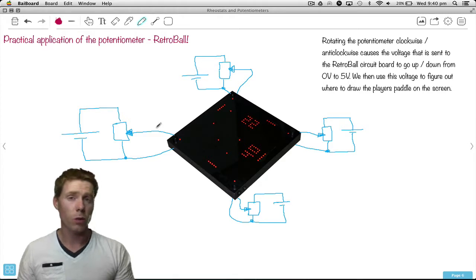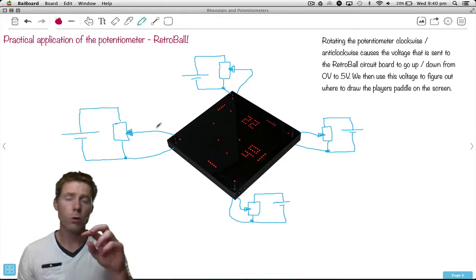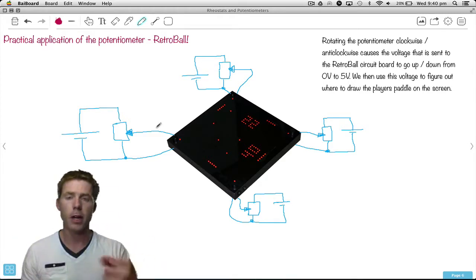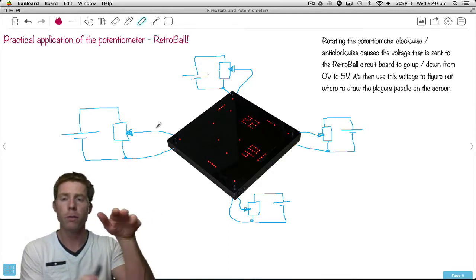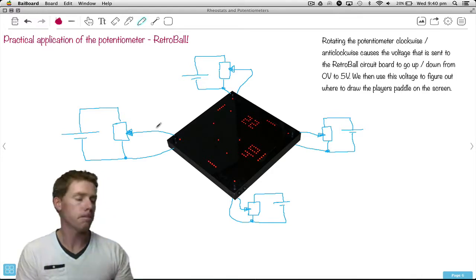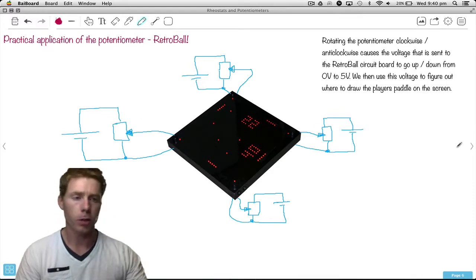We also use them in audio volume control, so if you want to listen to more music or make it louder, you can rotate it one way and you get more voltage going through to your amplifier, or rotate it the other way and you're getting less. And many other applications as well.